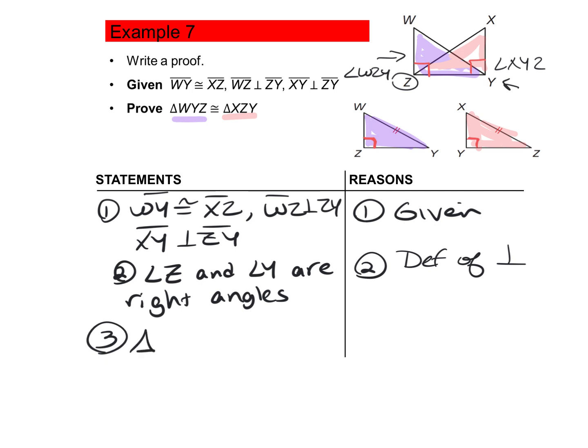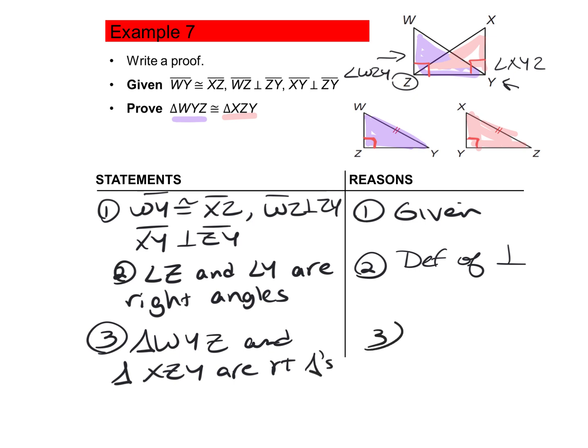The next thing I have to establish is that these two triangles are right triangles. So triangle WYZ and triangle XZY are right triangles because they have right angles. And this is the definition of a right triangle.